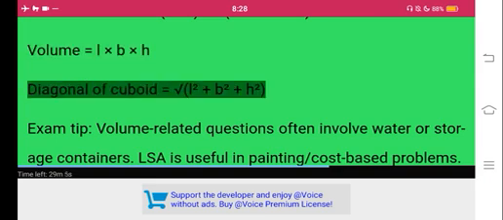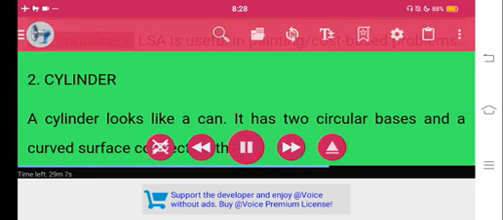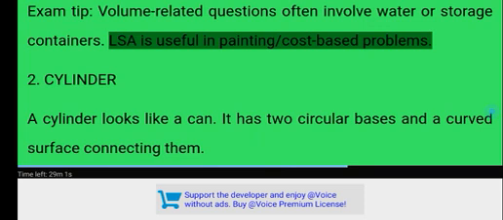Diagonal of cuboid equals square root of L squared plus B squared plus H squared. Exam tip: volume-related questions often involve water or storage containers. LSA is useful in painting cost-based problems.